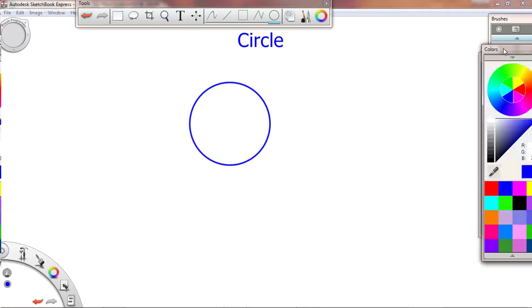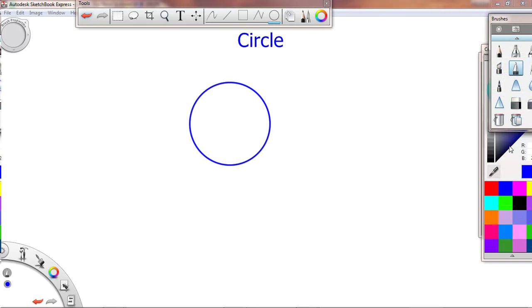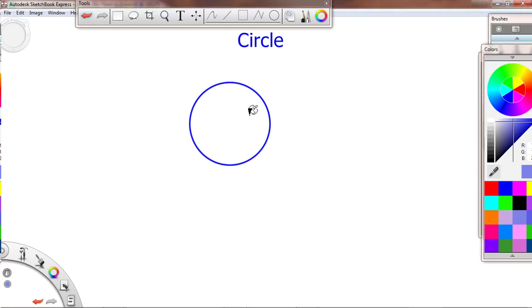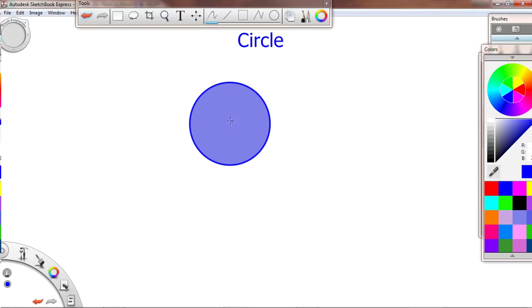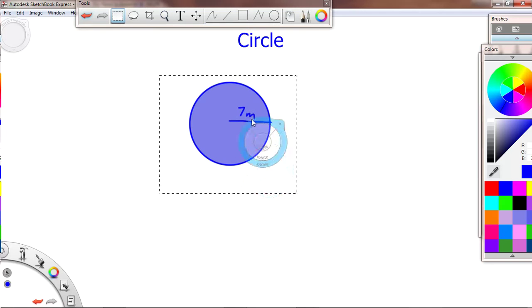Okay, and this circle is going to have, I should fill it in first. I don't know why I like to fill it in so much, but I do. Okay, let's say that this circle's radius is going to be 7 meters. Okay, give myself some room here.